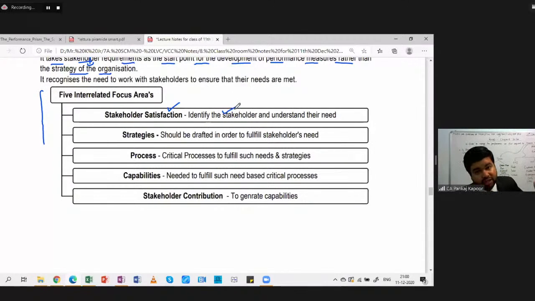If you ignore some stakeholder, he will disbalance the organization, and the organization may shatter, may sit down, may collapse. So you need to consider the major stakeholder. Then the strategy needs to be formed in order to meet the need.